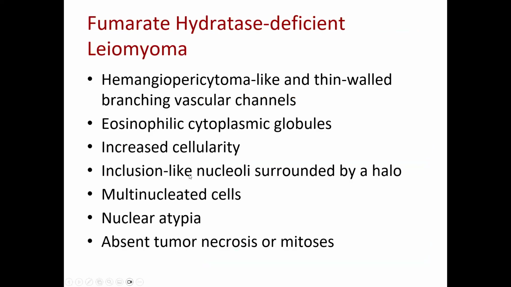And then we have the FH deficient leiomyoma. The FH deficient leiomyoma has certain characteristics. It has hemangiopericytoma-like thin-walled branching blood vessels. It has increased cellularity. It has multinucleation, atypical nuclei, and it has prominent nucleoli, almost like inclusion. But again, it has absent tumor necrosis.